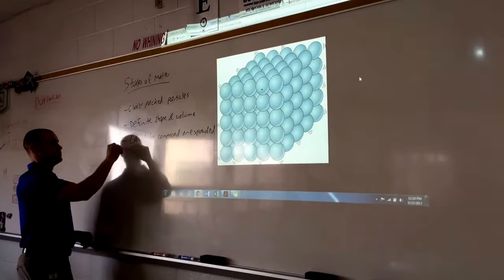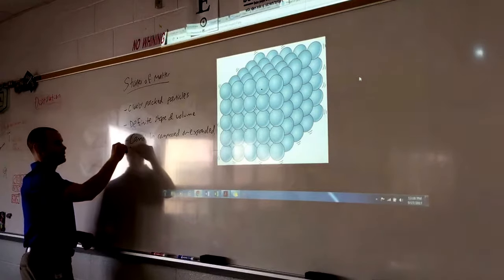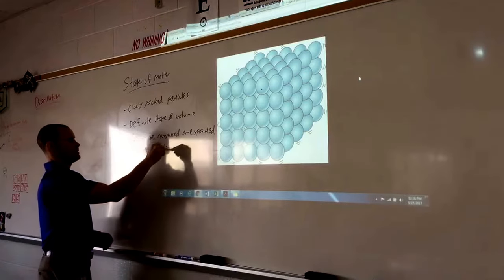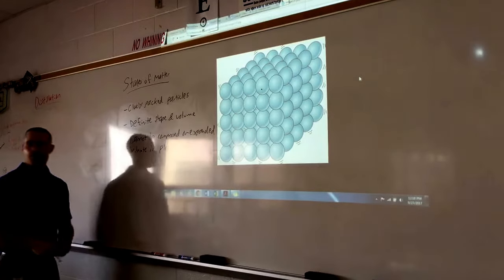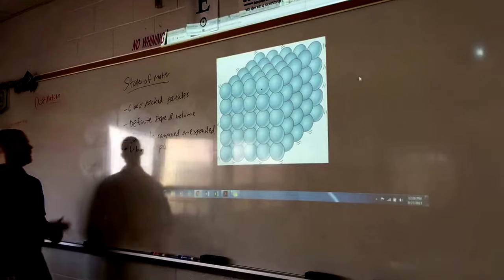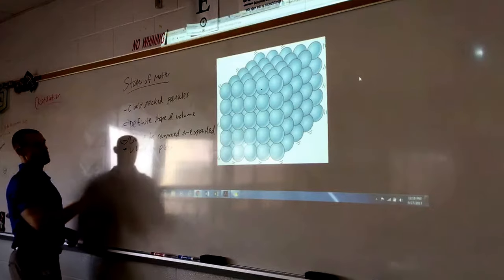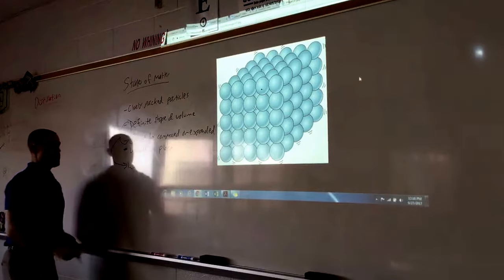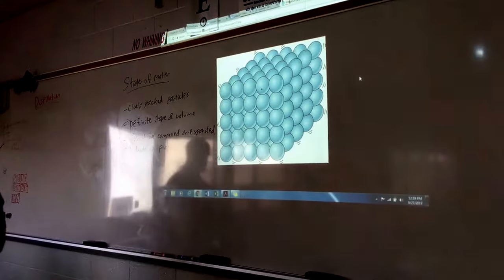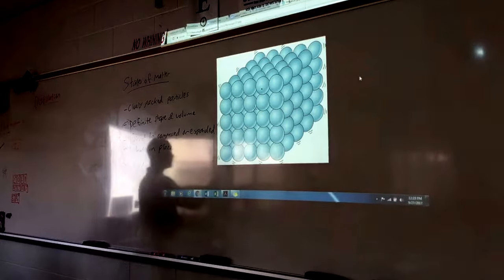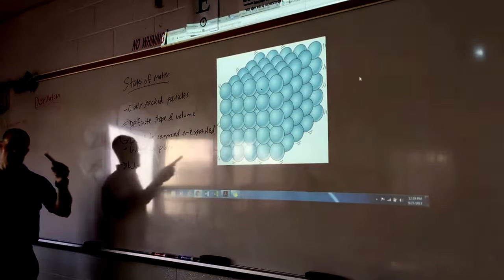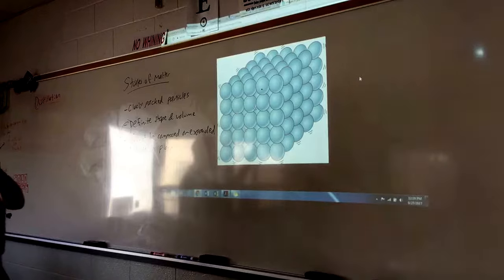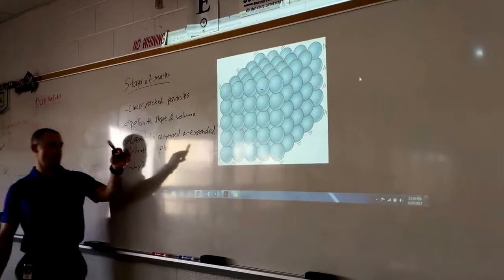And let's write, they vibrate in place. And then these two here, the definite shape, definite volume, my question is why? Why does a solid have definite shape and volume? If I take this marker out of the room, it doesn't change shape. It doesn't take up more or less space if I bring it somewhere else. It's definite, it's not changing.